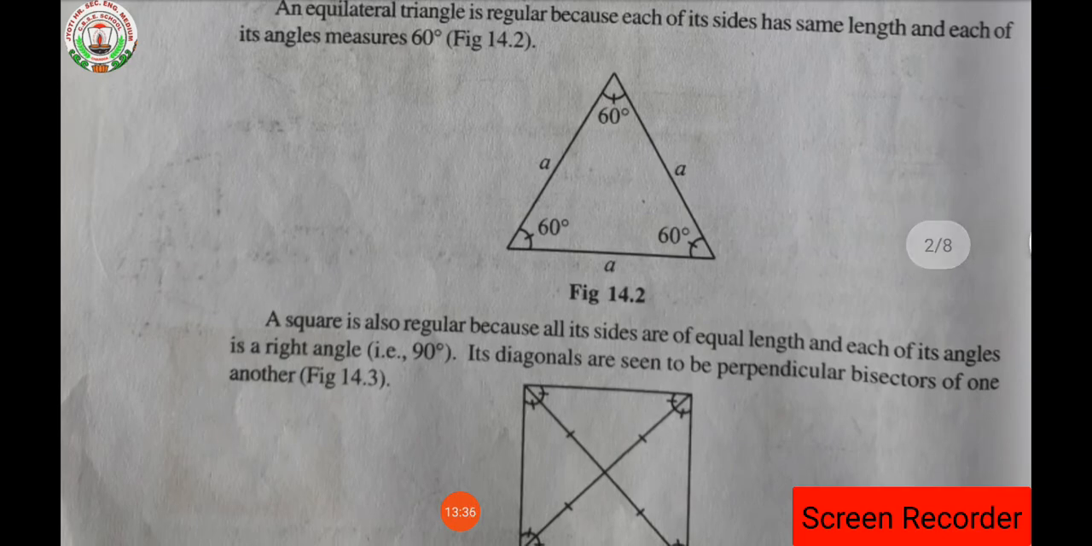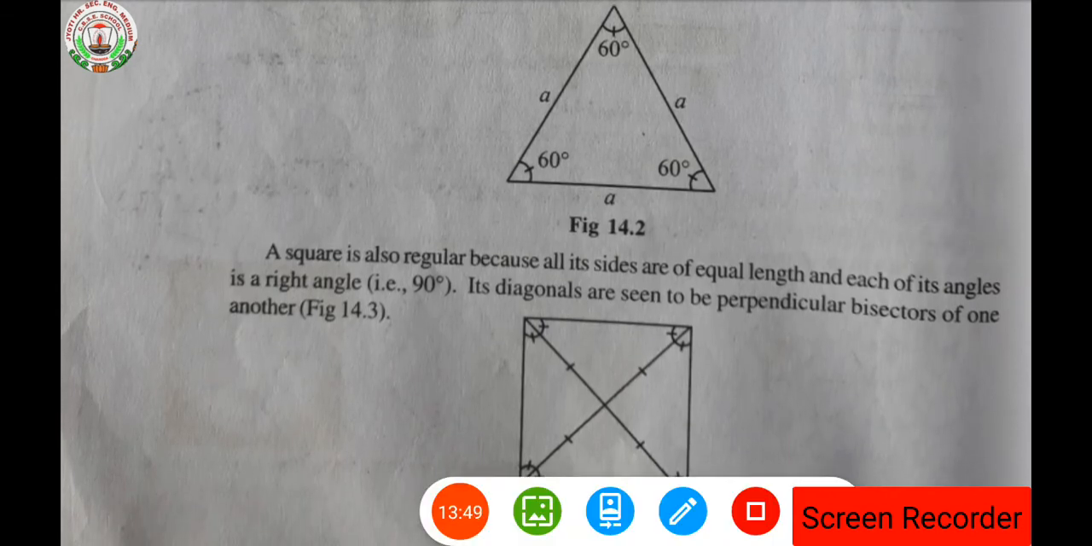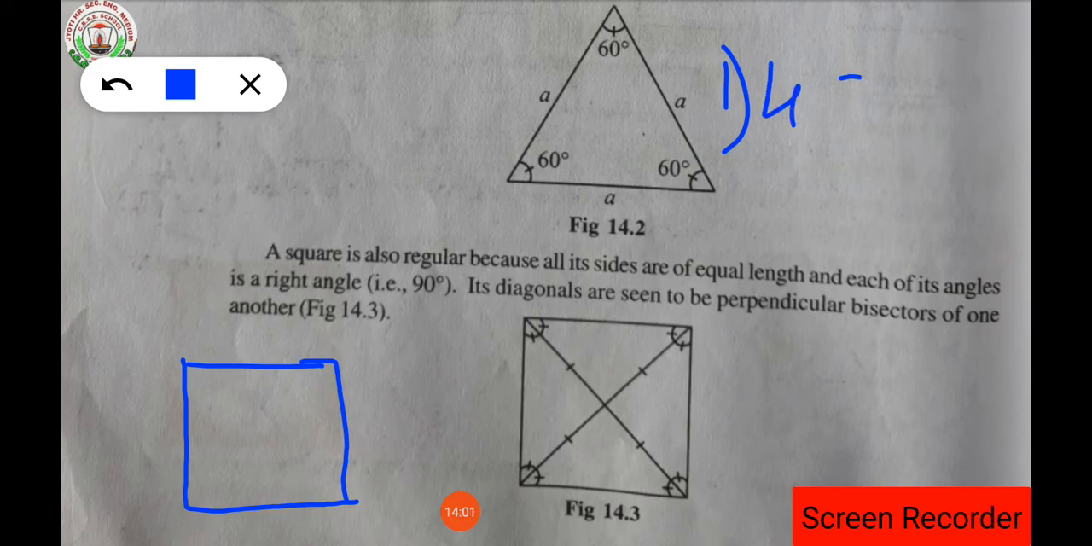A square is also regular because all its sides are of equal length and each of its angles is of 90 degrees. Its diagonals are seen to be perpendicular bisectors of one another. We can see a square we are having. A square is also an example of symmetry. So here we are having the square. Okay. As we know, how many sides does a square have? 4 sides, isn't it?